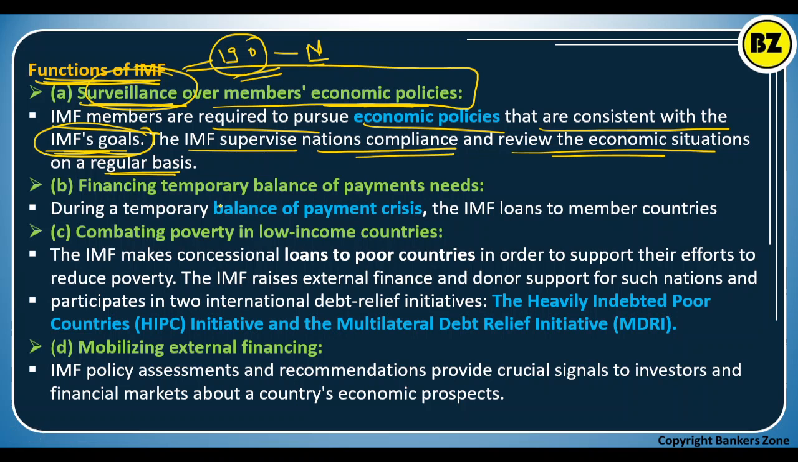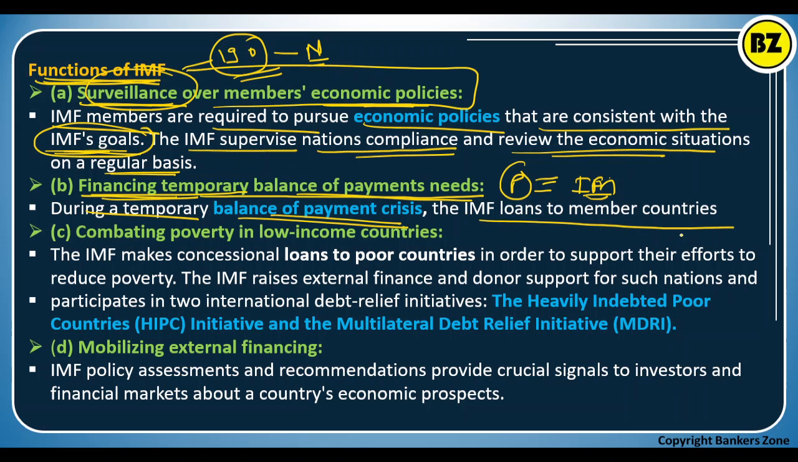nations' policy. Next, financing the temporary balance of payment need. See, the best example is Pakistan. Now Pakistan needs some help, so the IMF is going to help them, right? So financing the temporary balance of payment need is one of the functions of the IMF. During a temporary balance of payment crisis, the IMF gives loans to its members.